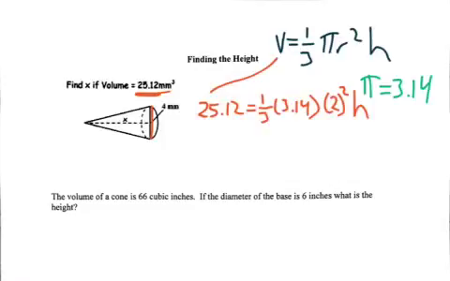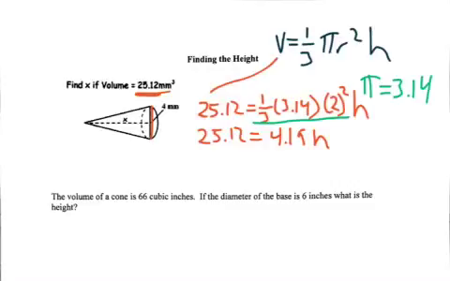Okay? So what I need to do now is clean up all these numbers, or coefficients, out in front of the h. So I'm just going to multiply them. I'm going to enter all this in my calculator. I'm going to enter 1/3 times 3.14 times 2 squared. And when I do that, I get 4.19.